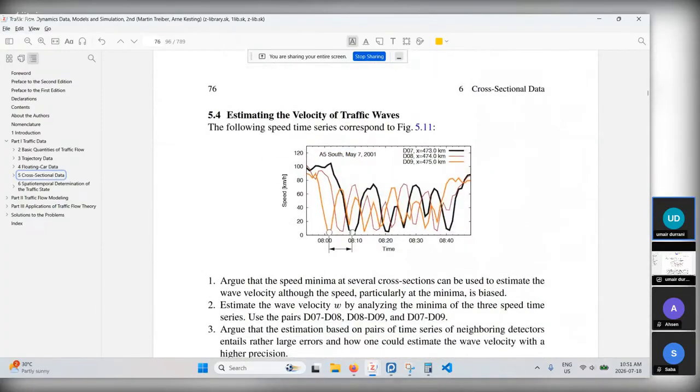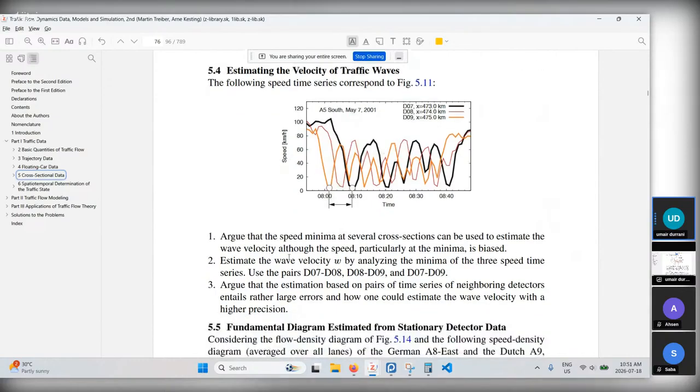So right here, the black one is DO7, the orange one is DO9. And so the questions here, and I'm going to quickly cover this because we don't have a lot of time left. But the question is about wave velocity. How do we estimate the wave velocity?